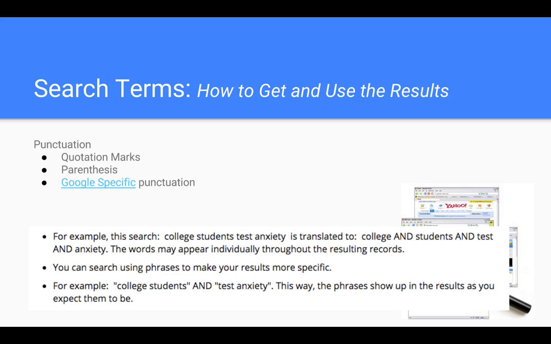So if I look at "college students" and "test anxiety," it wouldn't just be pulling up anything about college students or anything about test anxiety or just anything about anxiety. It will be looking for articles that are specifically mentioning those two phrases. So I would get college students and test anxiety bolded in my search results.